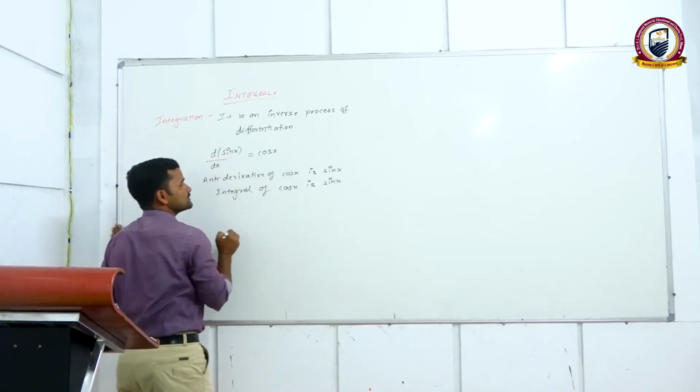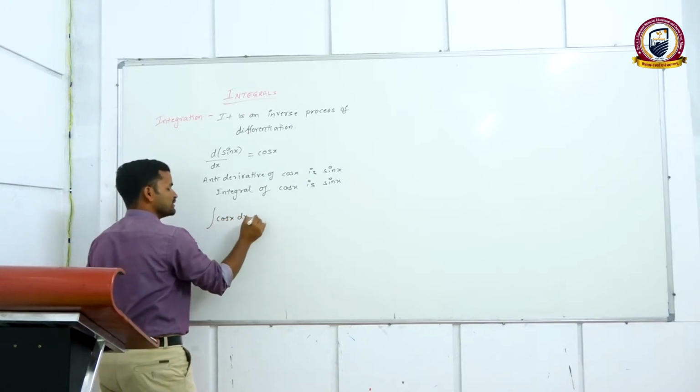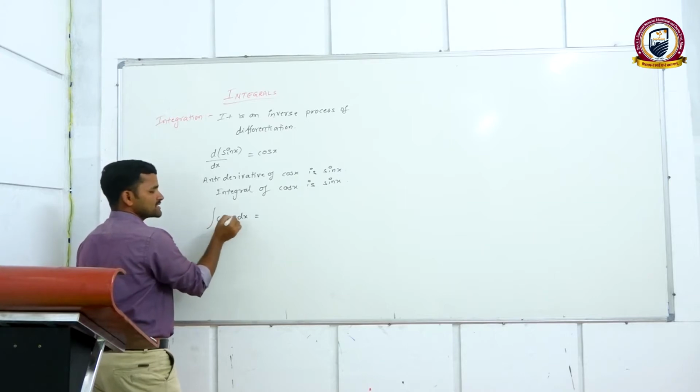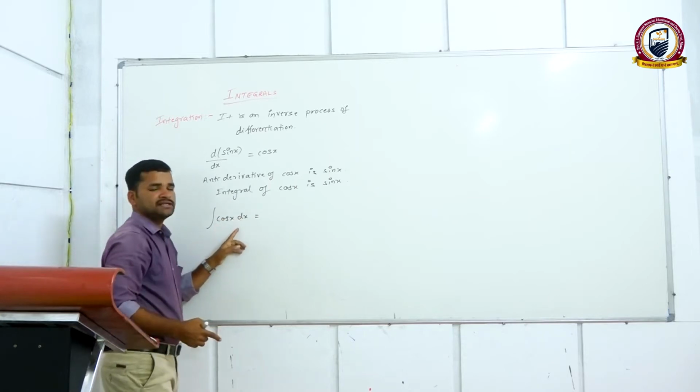Differentiation of sin x is equal to cos x. Integration of cos x with respect to x. This is the integral symbol. Integral of cos x with respect to x. With respect to which variable you are differentiating, that will be represented as d into x.